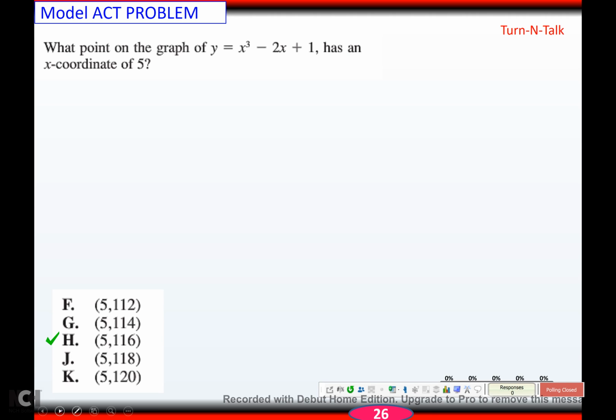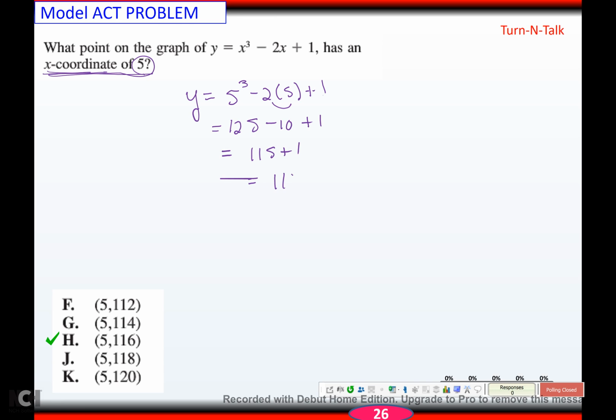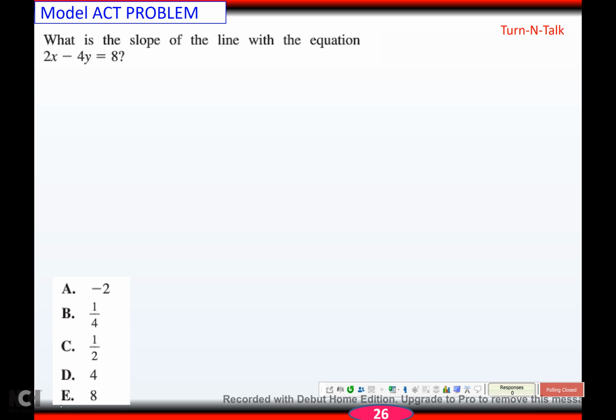Alright, it says what point on the graph of y equals x cubed minus 2x plus 1 has an x coordinate of 5? Well, they're telling you to change x to 5. So y equals 5 cubed minus 2 times 5 plus 1. That is 125 minus 10 plus 1, which gives me 115 plus 1, which gives me 116. So my ordered pair would be when x is 5, y is 116. Okay? Try this one, hit pause, come back when you're ready.